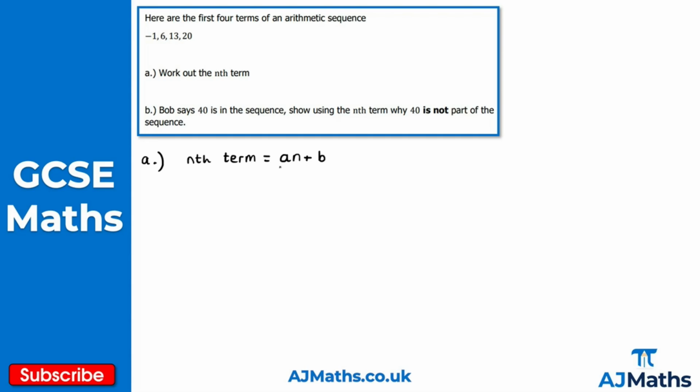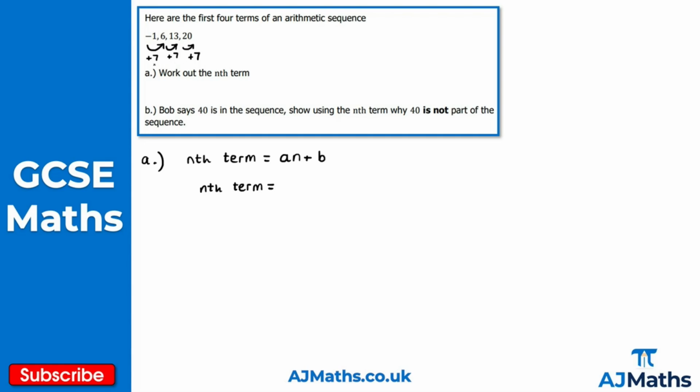For the first part, the an, that's given by the difference between each term. What do I add to each term to get to the next one? We start with the minus 1. What do we add to minus 1 to get to 6? Well, that would be 7. What do we add to 6 to get to 13? Again, that would be 7. And then finally, what do we add to 13 to get to 20? And we get 7 again. So the first part of my nth term, write this down one more time, will be 7n.